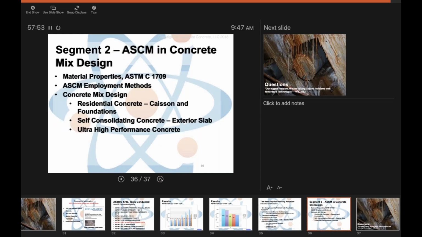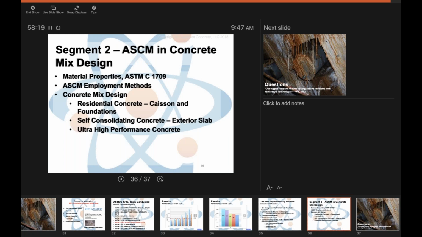So segment 2 is the proof in the pudding. I want to share the material properties, and then I want to go over the ASCM employment methods. And it's going to be a calculator-necessary segment. So I need you to have a calculator, a pen and a pad, and what we're going to do is jump into concrete mix design. And yes, we are jumping into concrete mix design.